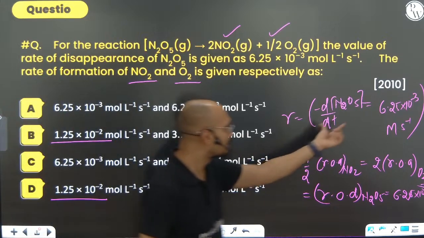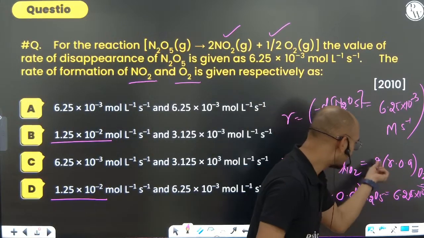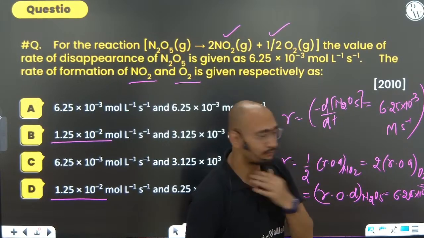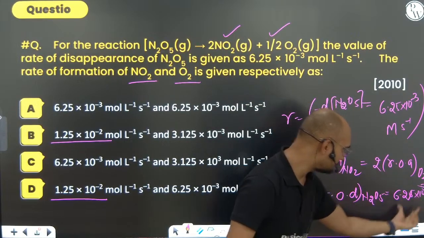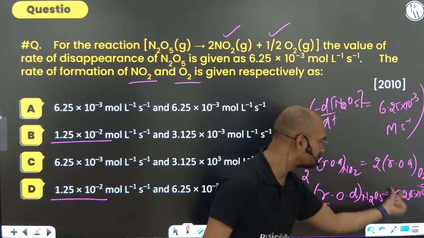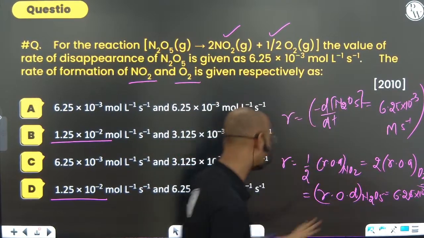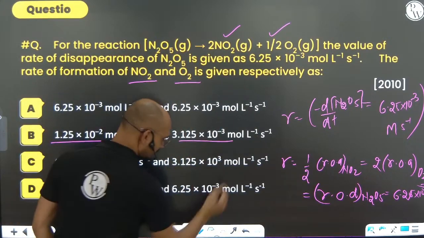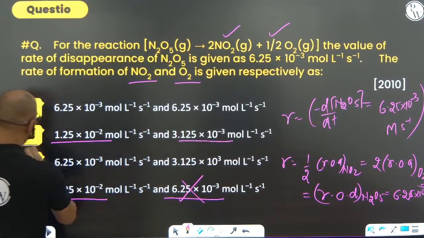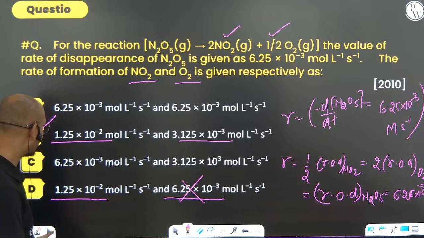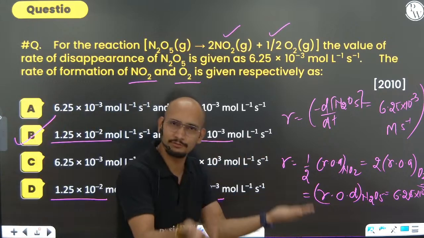Okay, let's talk about oxygen. It will be half of 6.25. If you equate both of them, 6.25 divided by 2 is 3.125, so 3.125 into 10 to the power minus 3. But it is not the correct option. So option B is the correct one. Not a big deal. You just have to equate with the help of the rate law expression and get the answer.